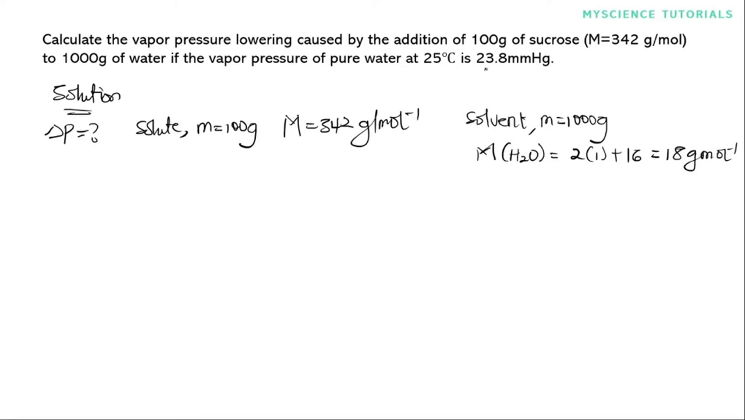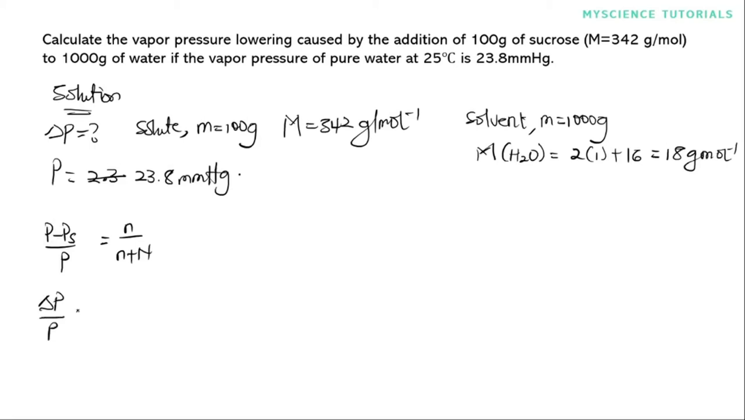Now they are telling us the vapor pressure of the pure water, P, is 23.8 mmHg. So from here we can go ahead and find our delta P. We know that P minus Ps over P is equal to n over small n plus capital N. Now P, the vapor pressure of the solvent, minus the vapor pressure of the solution, can be set to delta P. So delta P divided by P is equal to n over small n plus capital N.